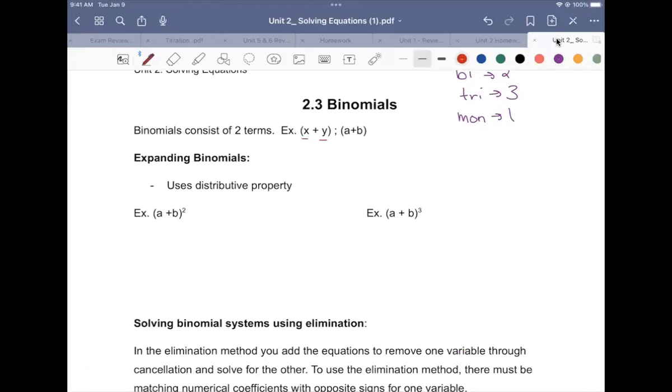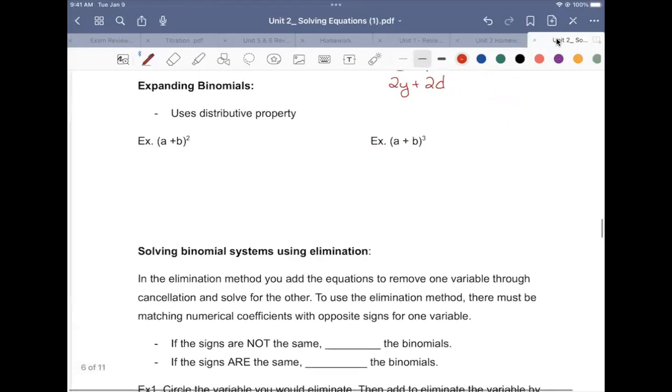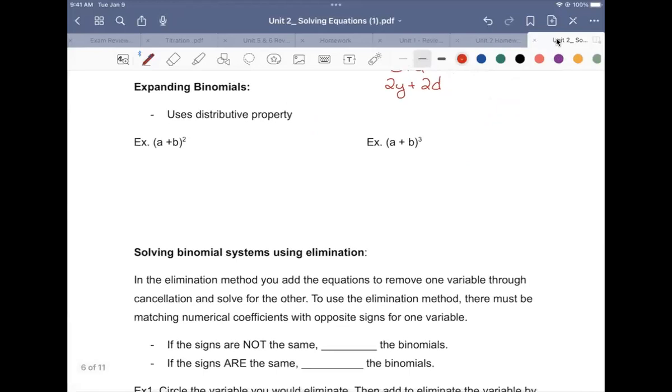So for instance, a binomial just consists of two terms. So for example, x plus y, a plus b, c plus d, 2y plus 2d is a binomial. Anything that has two variables in it. So if we are expanding binomials, that means that they are to a power of something. So here we just have our brackets to the power of 2, over here to the power of 3.